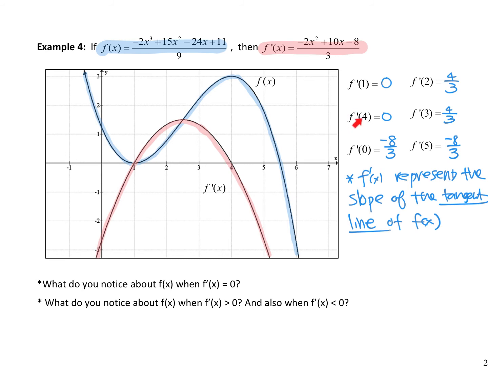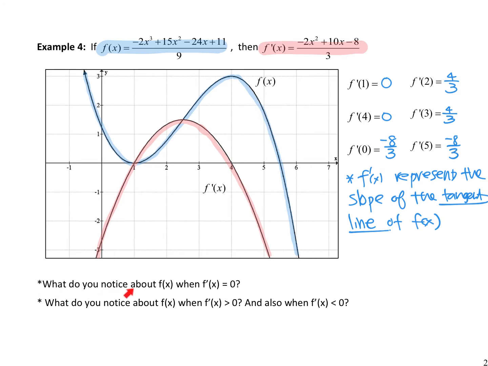Here, f prime at 4: 1, 2, 3, 4, right here. Again, the original graph has a horizontal tangent line. That's why it was 0 slope. And then if you look at f prime of, let's say, 5. Where's 5? 5 is here. If you look at my original blue graph, the tangent line looks like this, which is a negative slope. It's going down like this. Any line that is diagonal this way has a negative slope. So I knew the answer was going to be negative. I didn't know it was going to be 8 over 3, but I knew the answer was negative. So it matches up.